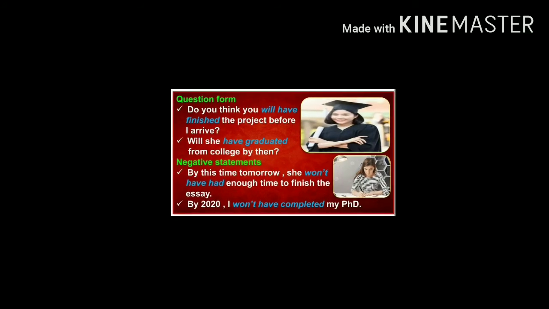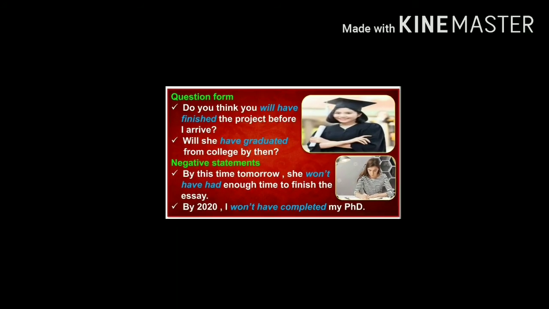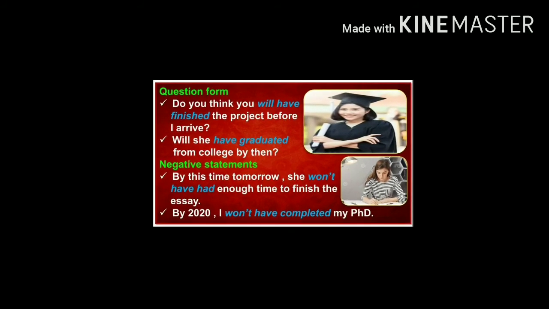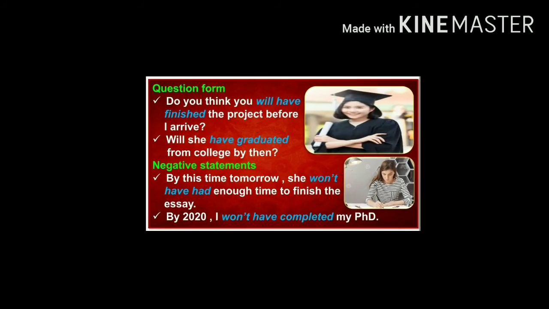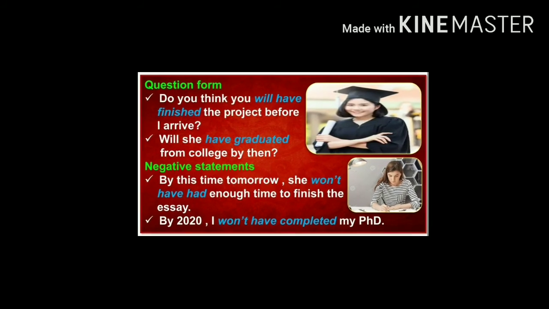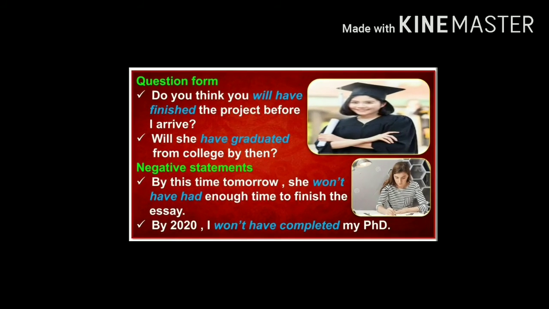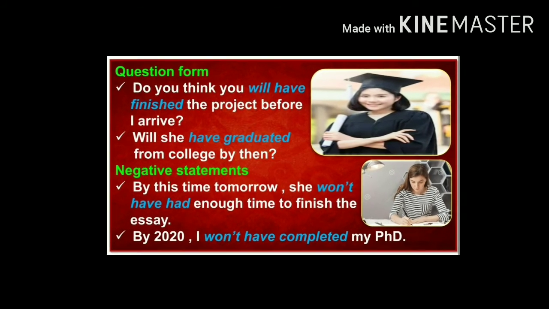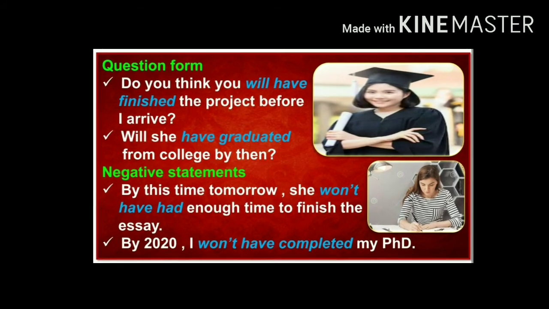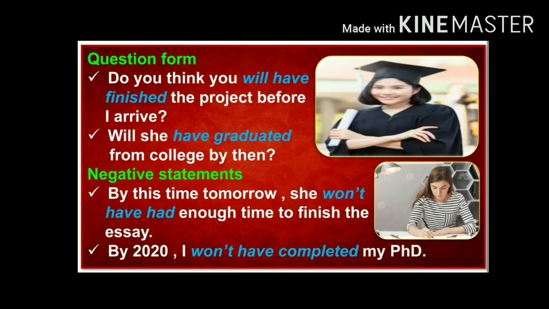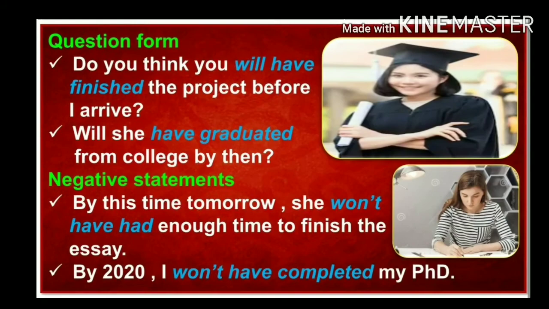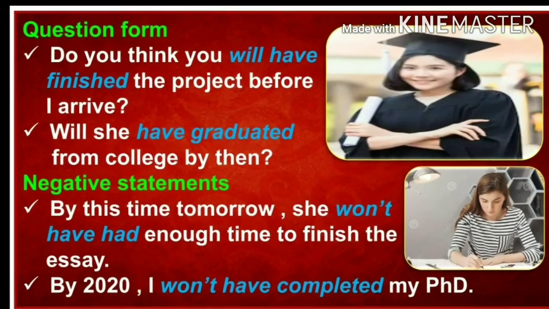Third one is question form. Example, do you think you will have finished the project before I arrived? Will she have graduated from college by then? And the last one is negative statements. Example, by this time tomorrow, she won't have had enough time to finish the essay. By 2020, I won't have completed my PhD.